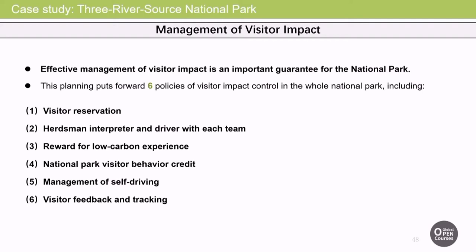So we have also designed a detailed system to guarantee that the impacts of the visitors are effectively monitored and controlled. So we set six policies for visiting impact control, such as the visitor reservation system, the herdsman interpreter and driver with each visitor team, reward for low carbon experience, national park visitor behavior credit, management of self-driving, and visitor feedback and tracking system.